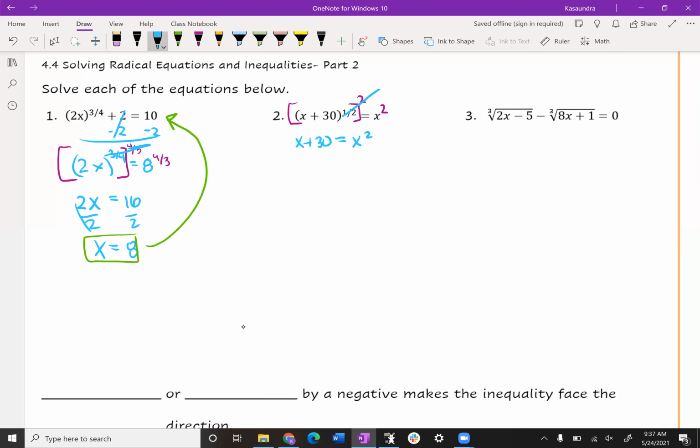Now, because it's an x squared, I do need to move everything over to the same side. I'm going to subtract my x on both sides, subtract my 30 on both sides. I want this all equal to 0.